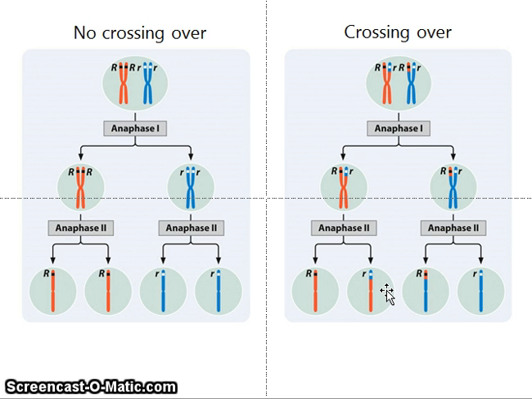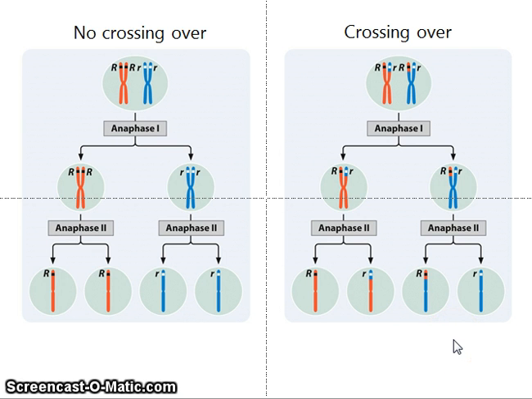It's a little bit silly to talk about whether or not crossing over matters for the principle of segregation, just because crossing over only matters when you're talking about more than one gene, as we will see coming up.